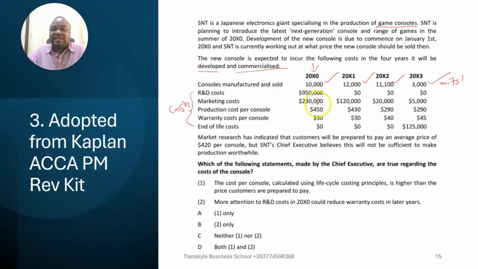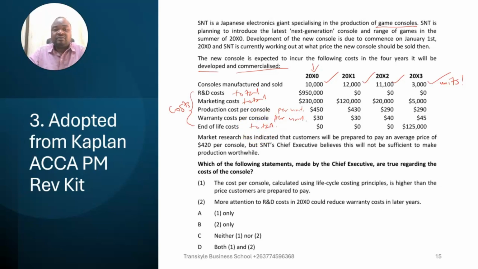We are also going to incur the marketing costs and production cost per console. The marketing costs are in total. Production cost per console is per unit, so you need to multiply by the total number of units produced. Warranty cost is also per unit, and the last one, end of life cost, is total.